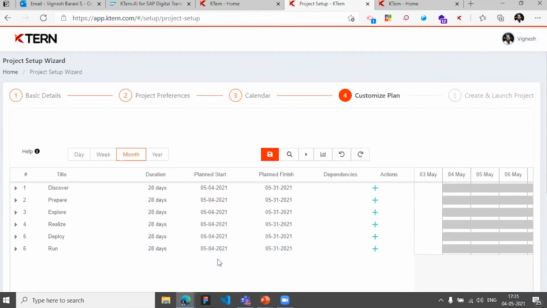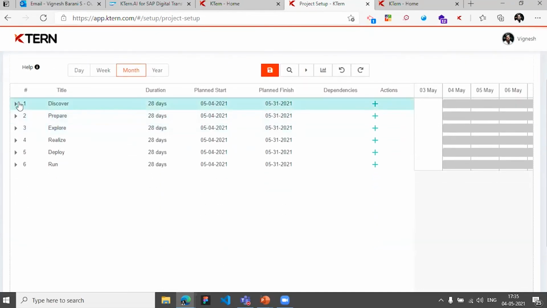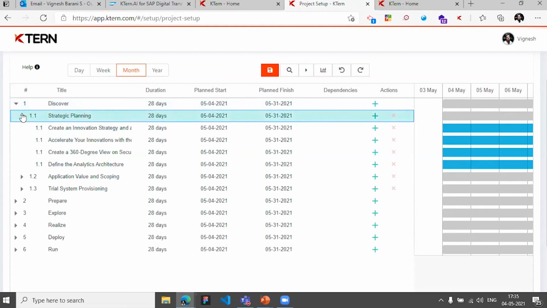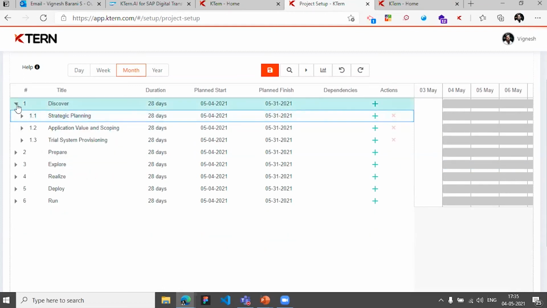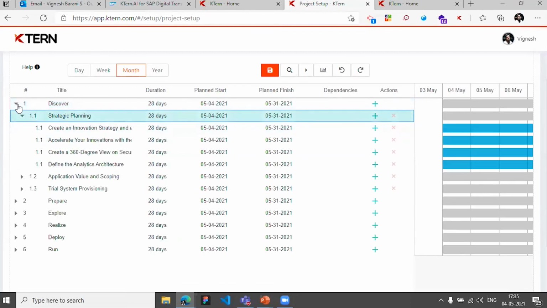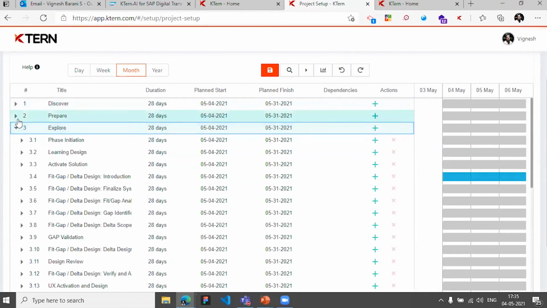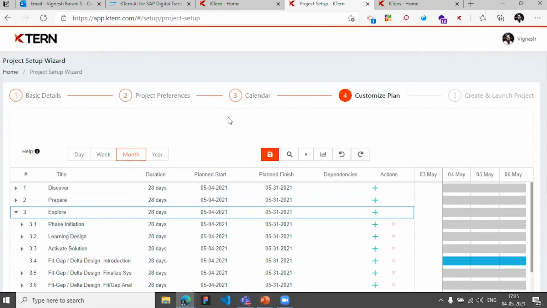Because I chose S/4HANA and I came up with implementation, I'll be recommended a set of activities right from discover, phase, subphase, and then the task. So one can just get started right away, or the other option is if there is an ECC system in place, the user can connect to the system, which is what.